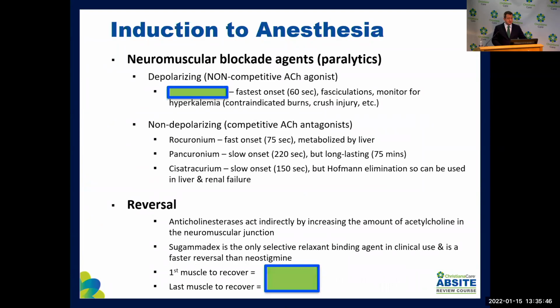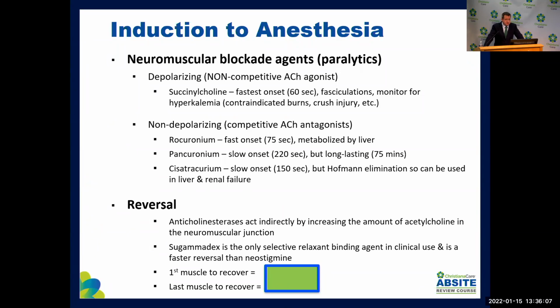Neuromuscular blockade agents, most commonly used is depolarizing. There's only one of them, right? And that's going to be succinylcholine. It's got the fastest onset of about 60 seconds. You see it fasciculate, and then the side effect you want to monitor for is hyperkalemia, which is why we avoid it in our end-stage renal disease patients.